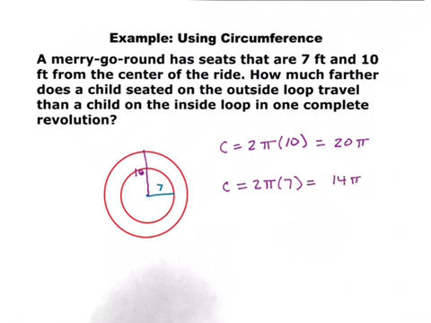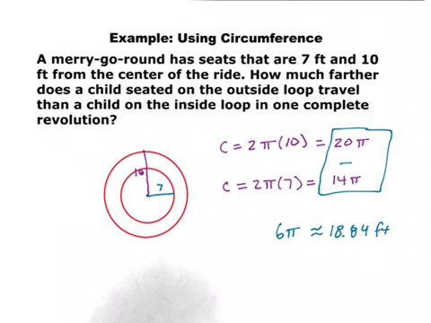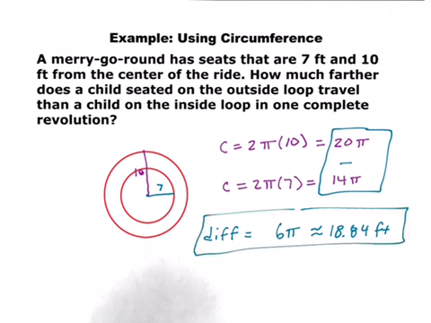And to figure out the difference, we're merely going to subtract them. We're going to subtract these two values, and we get that the difference is 6 pi, or right around 18.84 feet. So that means the child on the outside actually travels almost 19 more feet than the child on the inside loop.